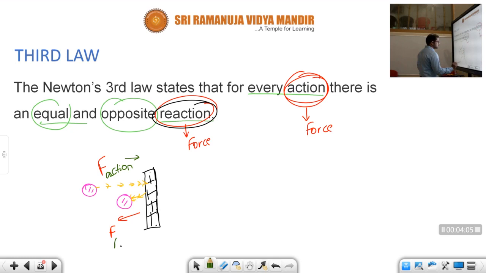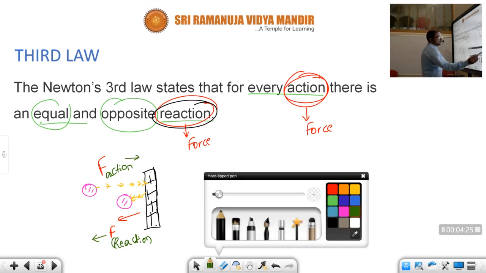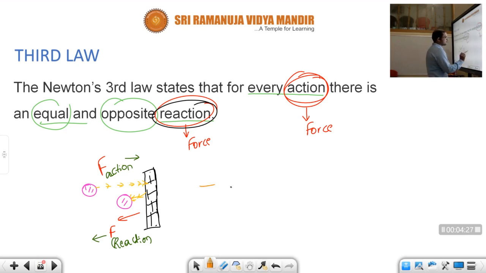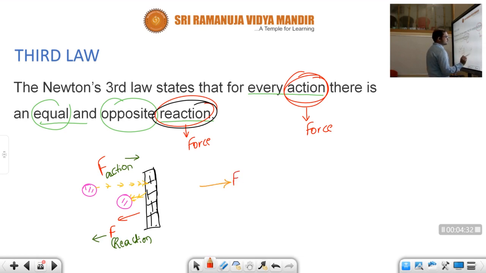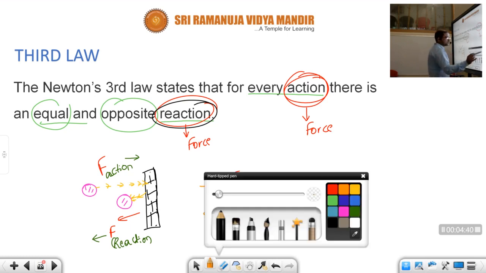But the only thing is, this one is the force due to reaction, and it acts in the opposite direction. In whichever direction we are throwing, in the opposite direction to that, the reaction will act. So what is the first thing? The ball applies force on the wall. This one is the force due to action. And the wall also applied force on the ball, children, in the opposite direction.